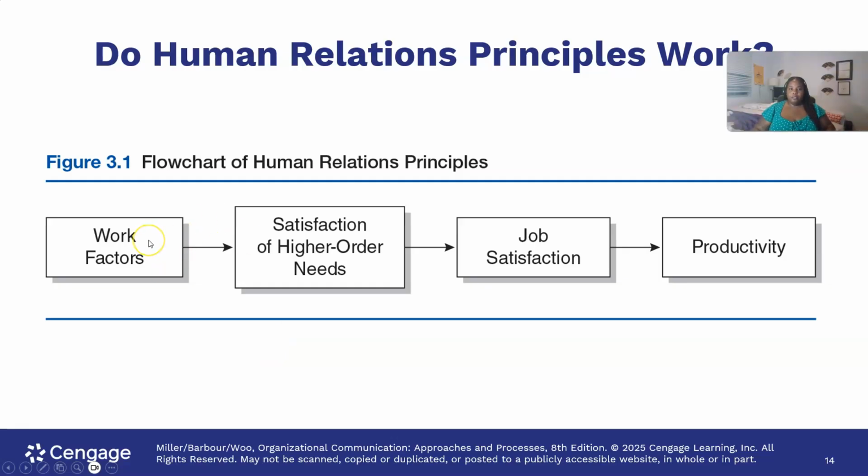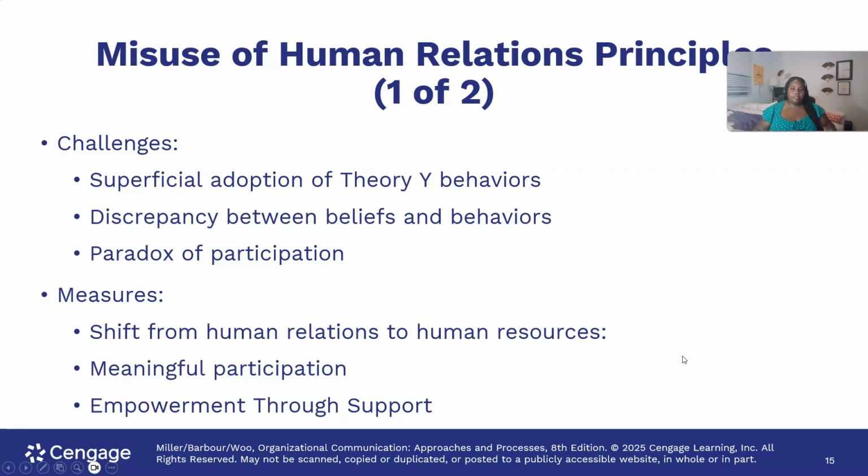So here's the flow chart of human relations principles: increase work factors, satisfaction of higher order needs, such as esteem and self-actualization, with increased job satisfaction and productivity. But there were some challenges.